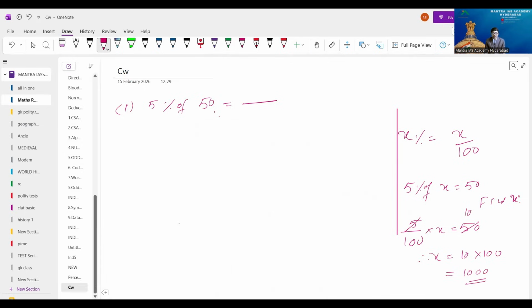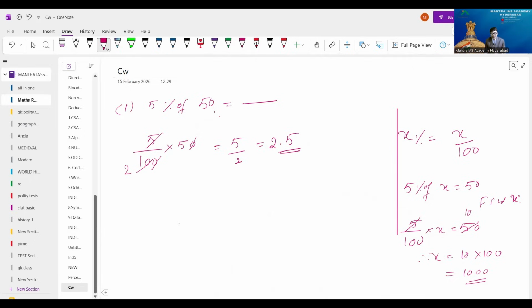So here, 5% of 50 is how much? Same style, 5 upon 100 of 50. Then cancellation of 0: 5 ones are 5 and 5 twos are 10. What you get here is 5 by 2, which is nothing but 2.5. 5% of 50 is exactly 2.5. Clear now?